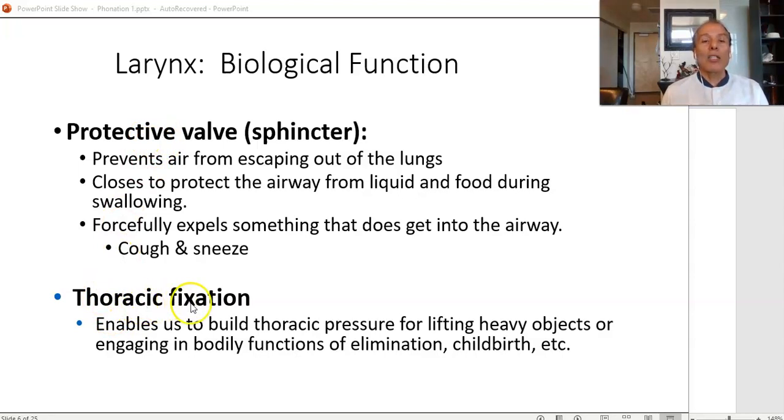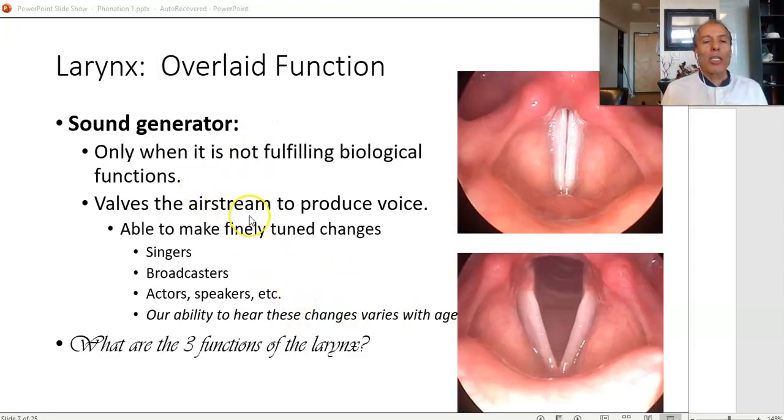And then thoracic fixation is a second function. When you want to pull something or push, automatically you are going to hold your breath. Holding your breath means closing the vocal folds. If you dive, you are going to have to close the vocal folds. So the third function is as a sound generator, as a voicing mechanism.